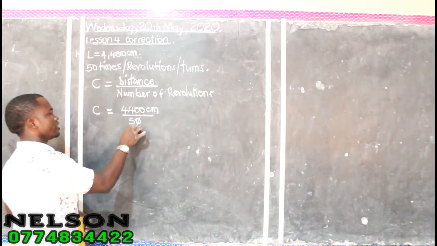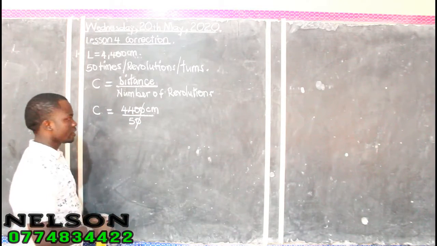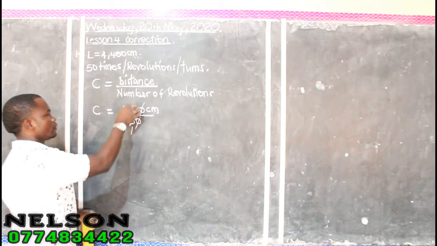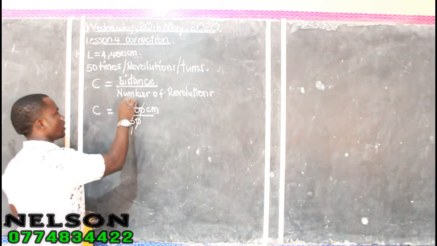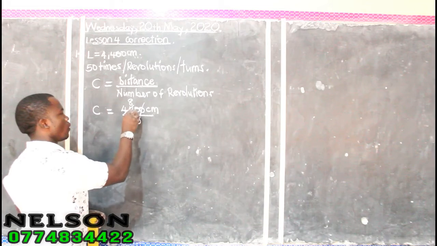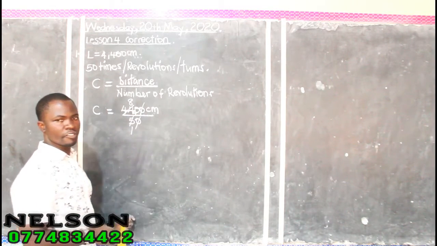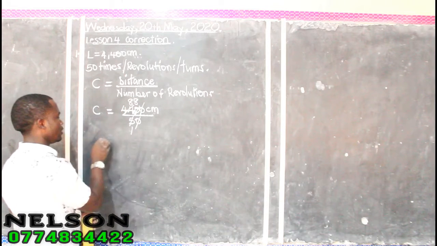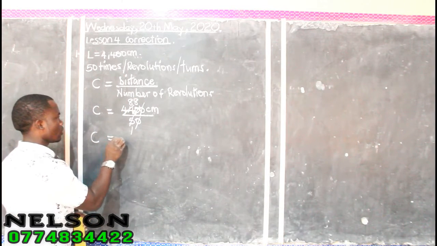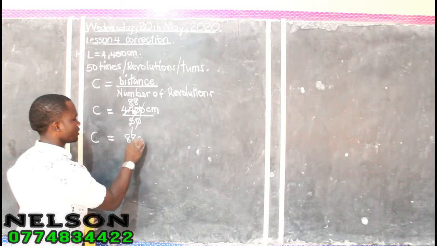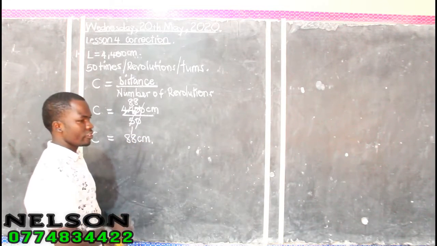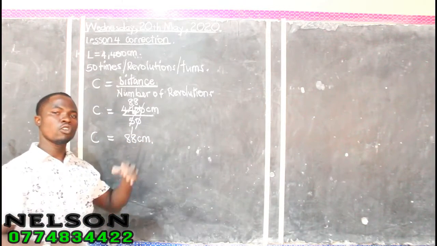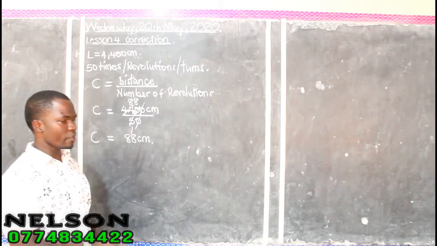You shall have the 0 and the 0 disappear. 44 divided by 5, we shall have 8, remaining 4, which we shall put again as 0 to make 40. 40 divided by 5, we shall have 8. And our circumference equals 88 centimeters. But the question is asking for the diameter of that tin.